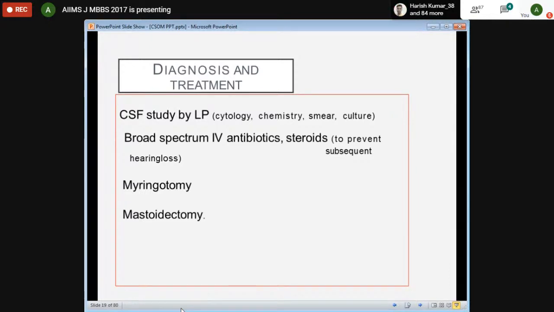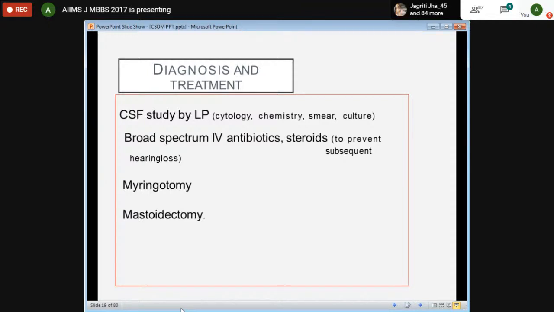So how do you treat these patients? We should give steroids first of all; it prevents subsequent hearing loss because it decreases the inflammation of the meninges. Broad spectrum IV antibiotics. And if there is another complication like an abscess, you need to do the burr hole. Otherwise, take out the primary source of infection, that is the ear. In case of acute suppurative otitis media, you need to make a hole in the tympanic membrane and take out all the pus.